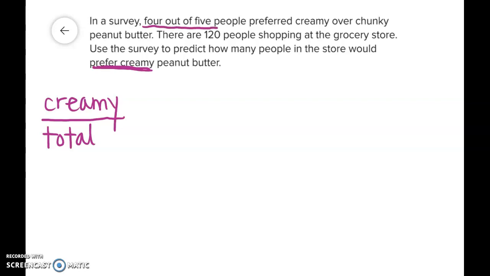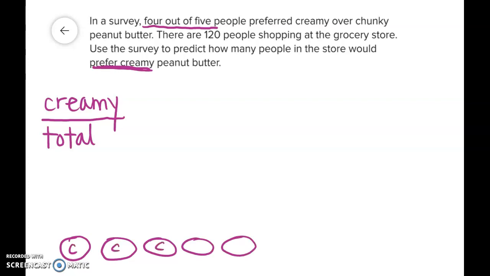And the information that they give us is 4 out of 5 people. So that means if I lined up 5 people, here they are, that 4 of them would prefer creamy, and this one right here in red, that guy would prefer crunchy. So we're going to go with this. So we're going to continue on.